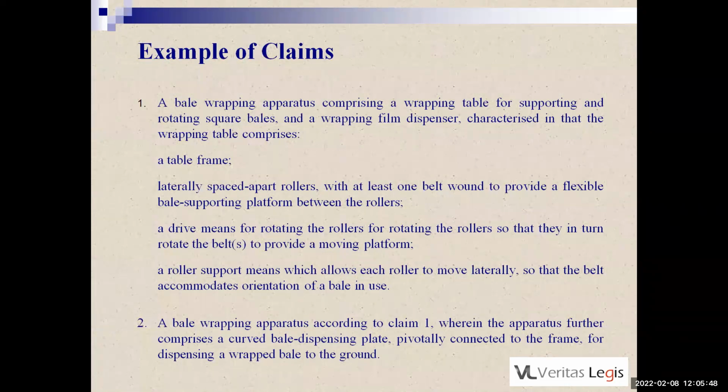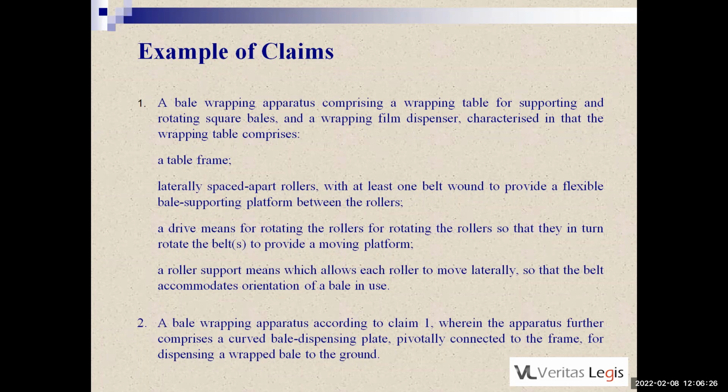For example, see these claims. A bale wrapping apparatus comprising a wrapping table for supporting and rotating square bales and a wrapping film dispenser, characterized in that the wrapping table comprises a table frame, laterally spaced apart rollers with at least one belt wound to provide a flexible bale supporting platform between the rollers, a drive means, and roller support means. So it is comprising what? A table frame, laterally spaced apart rollers, drive means, and roller support means.